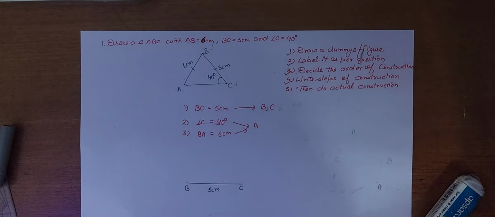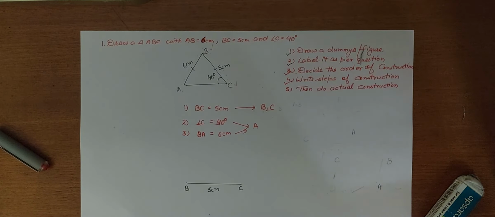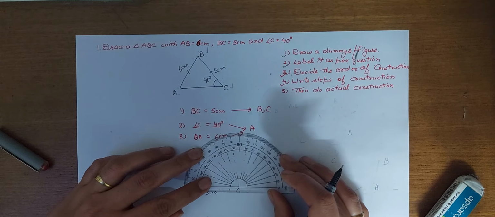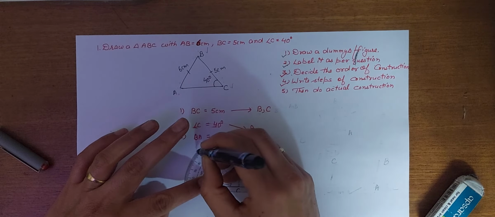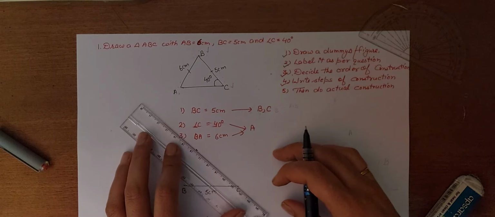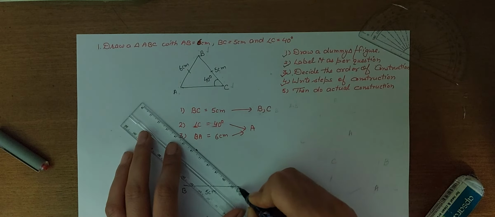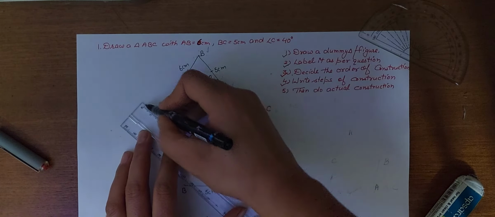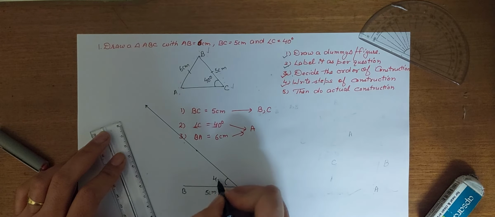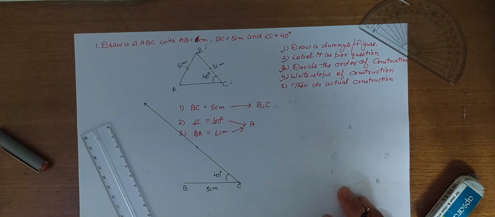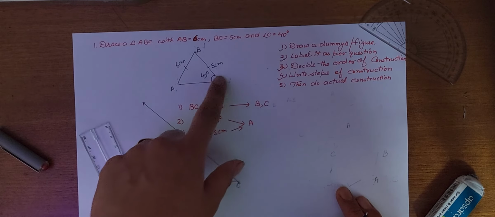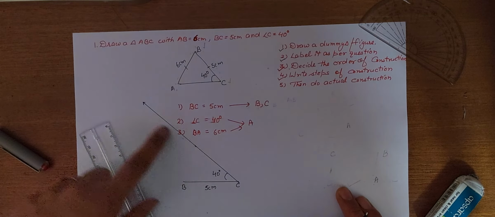Now I have to draw angle C equals 40 degree. 40 degree cannot be constructed with compass, so I'm using a protractor here. So here we have the 40 degree direction. So I have drawn angle C equals 40 degree. Now we know this is BC and A is somewhere on this direction. So here somewhere.